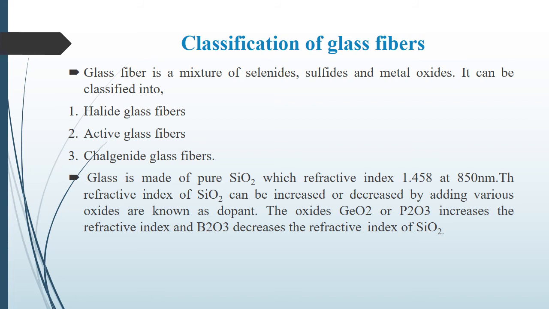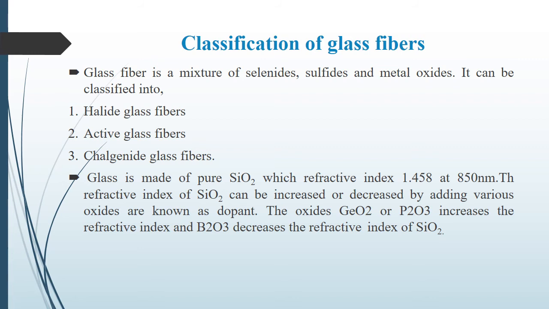Next we are going to see the classification of glass fibers. Glass fiber is a mixture of selenides, sulfides and metal oxides. It contains a non-crystalline solid and is made by fusing mixtures of these materials. Most of the commercially available glasses are prepared by the melting and quenching process. Glasses also have a randomly connected molecular network and do not have well-defined structures like crystalline materials.